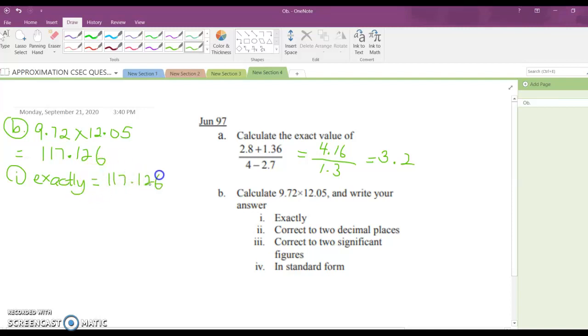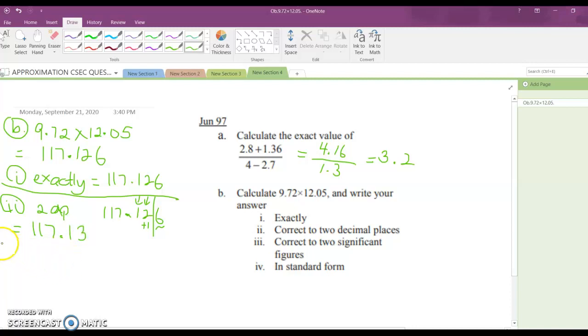Part 2, we want to write it to two decimal places. So for two decimal places, let's write our number 117.126. Which number is my first decimal place? The 1. And then 2 is the second decimal place, so I draw the line after that. The number right after the line is greater than 5, so I have to add 1 to the 2. So rounded up to two decimal places, it will be 117.13.